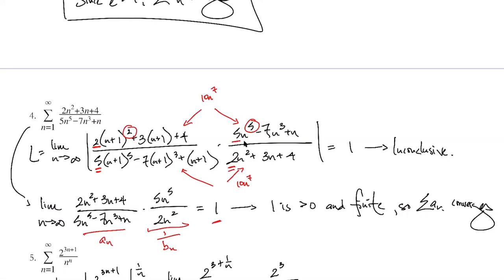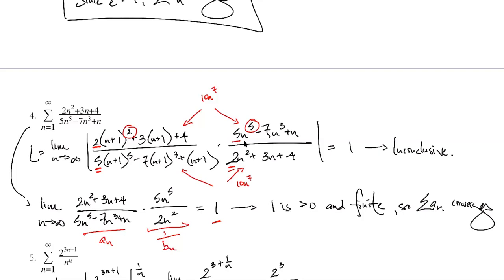Now, even though I get the same answer from both methods, 1 for the ratio test is inconclusive, whereas 1 for the limit comparison test is positive. It's finite. So that means that my original series, A sub n, will follow the behavior of my B sub n, which happens to be a P series that converges, okay?